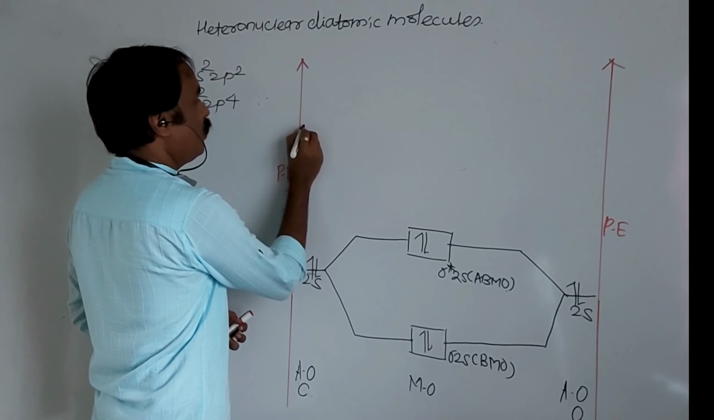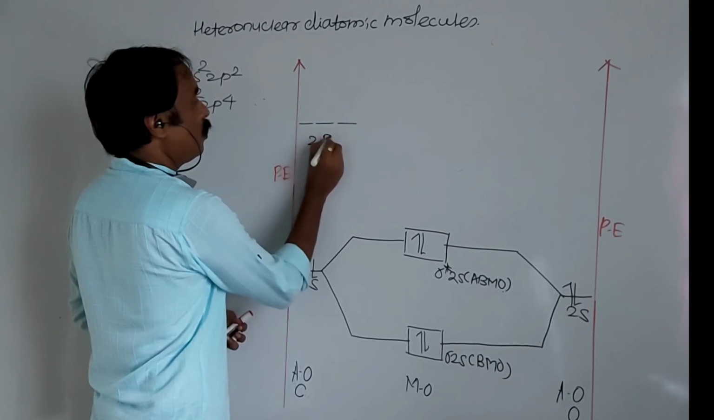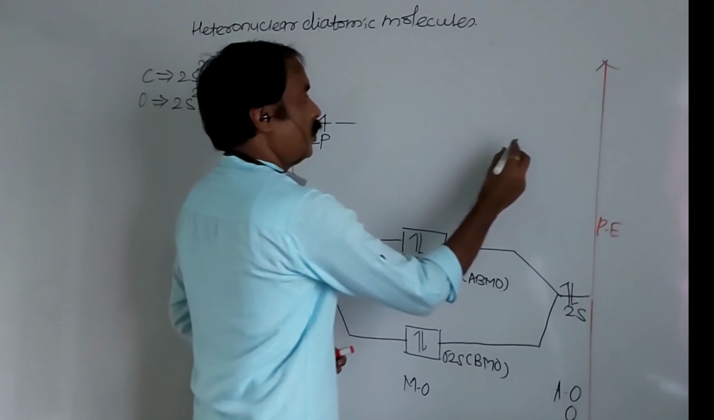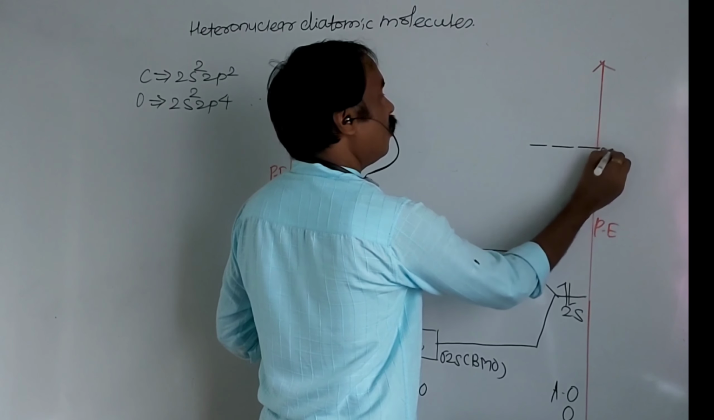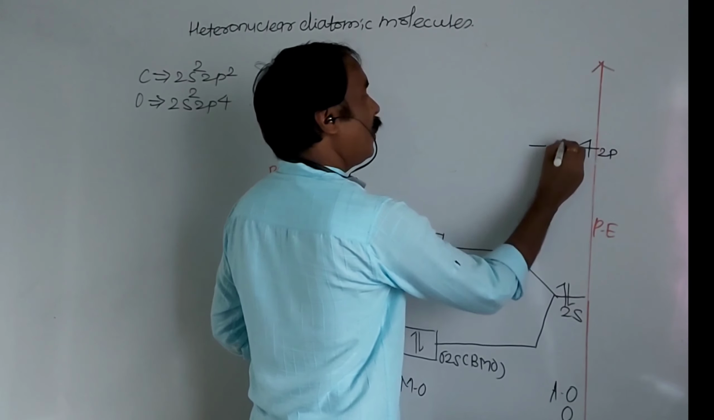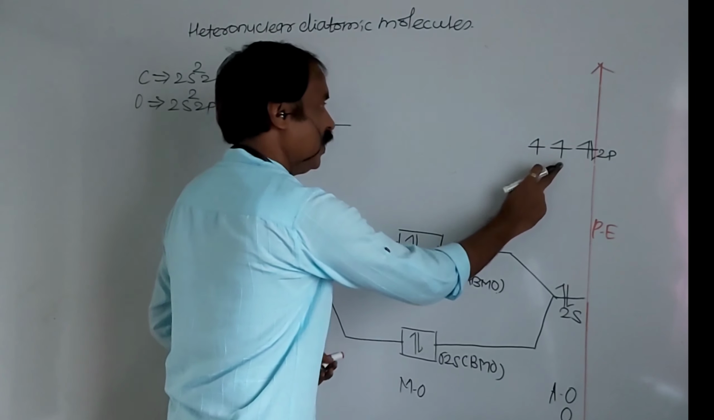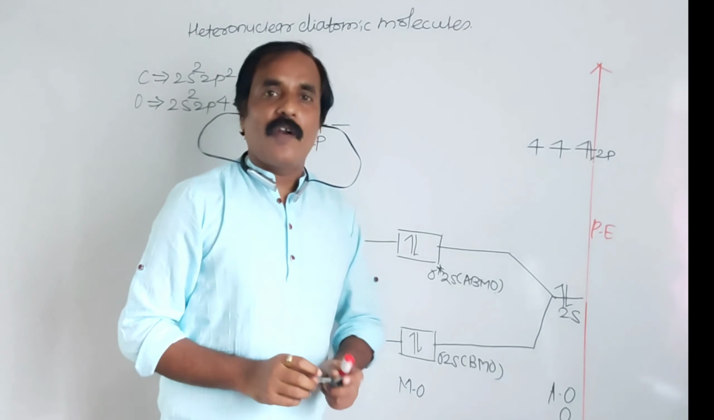Here it is the 2p of carbon. Here 2 electrons are there. Here 2px, 2py and 2pz, and the 2p of oxygen. Here 4 electrons are there. Like this, here 2p of oxygen, 2p of carbon. Here we have to follow the order of light elements.